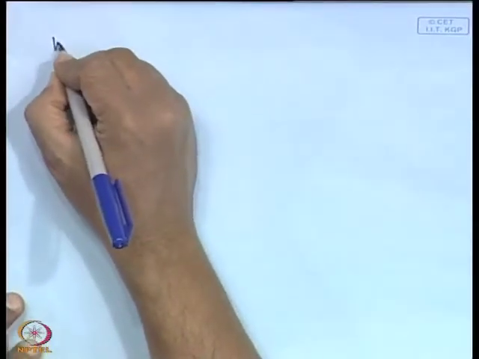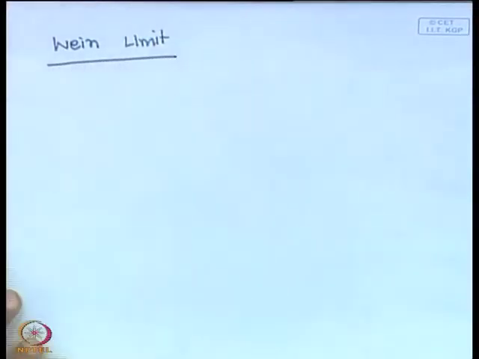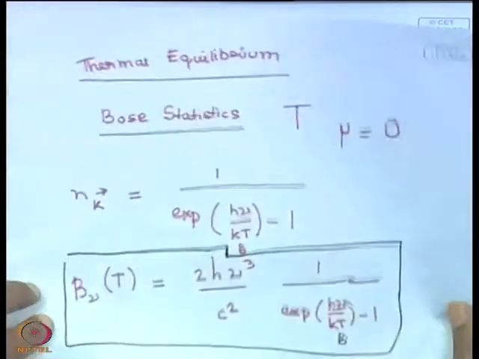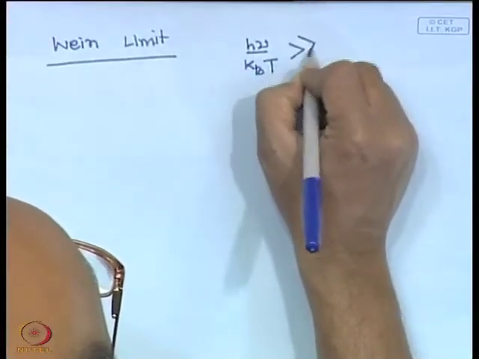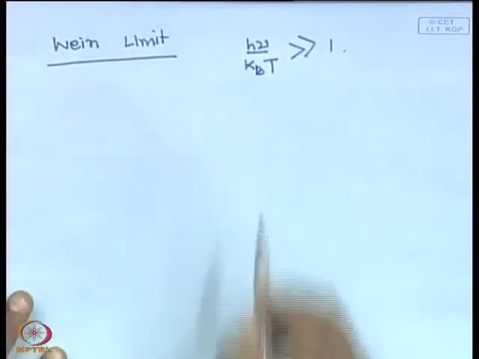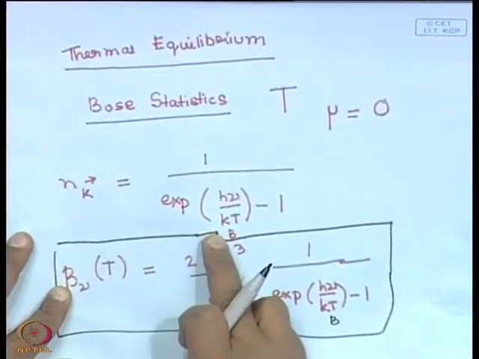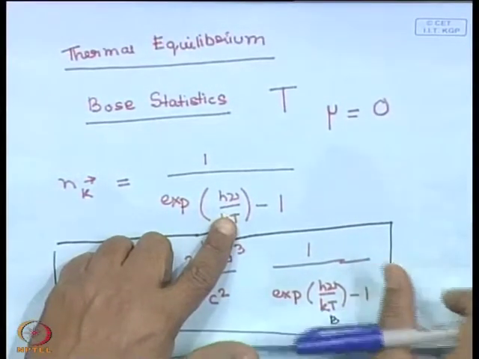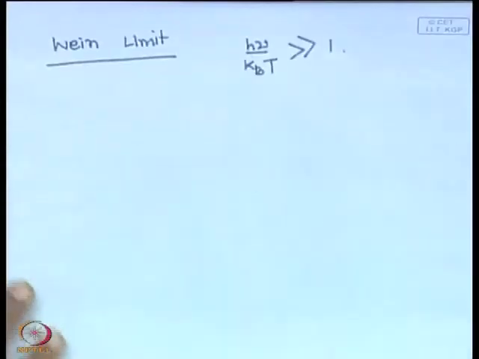Now, there is the other limit, that is the Wien limit, or the Wien spectrum, and here it is assumed that h nu by k_B T is much greater than 1. So, if h nu by k_B T is much greater than 1, the occupation number is essentially exponential minus h nu by k_B T, because this number is very large, much greater than 1.